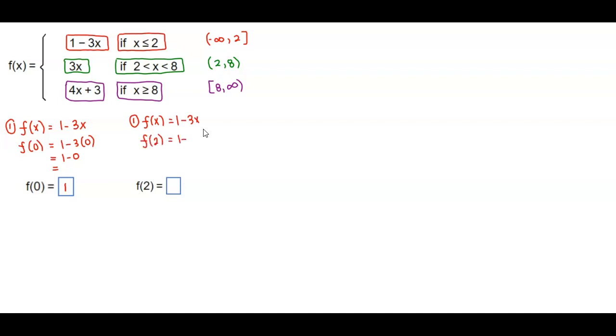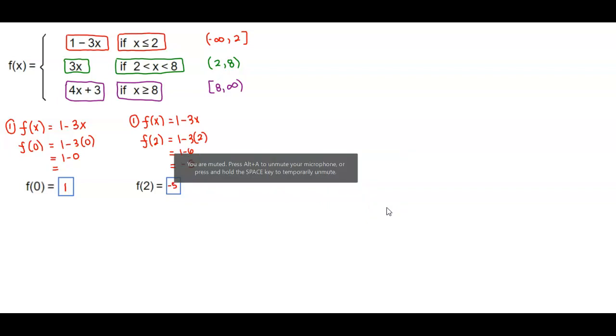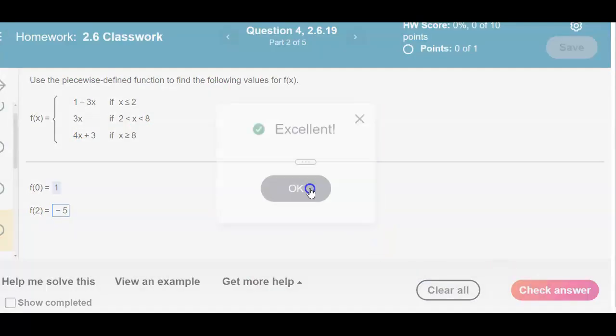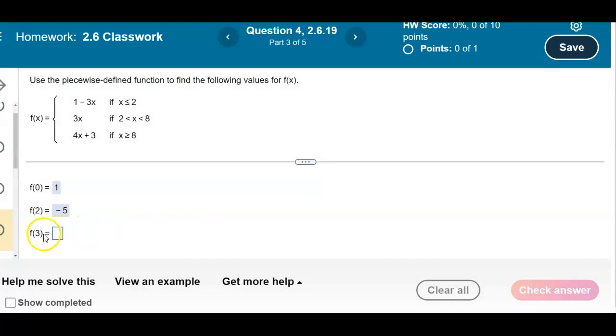So we're going to plug 2 into the function. And so we get 1 minus 3 times 2, which is 1 minus 6, which is equal to negative 5. So therefore we got negative 5 for the output. So let's go ahead and put our answer in here. We're going to put negative 5, check our answer, and there is our result. Now we want to find f of 3.